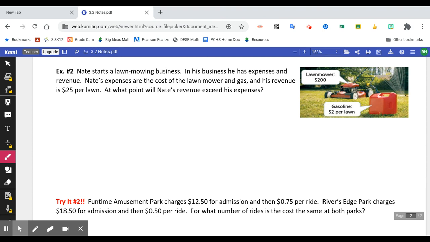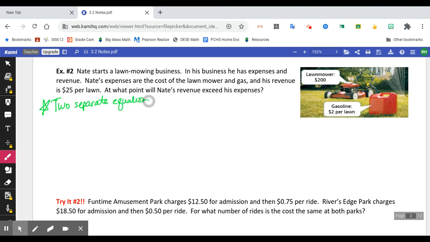His revenue, or his money he's making, is $25 per lawn. At what point will Nate's revenue, or his income, exceed or pass his expenses? So when will he start making money after he's covered the cost of his lawnmower and gas? Okay, so we need to make two equations. Remember, this is all about systems. So you're making two separate equations each time.